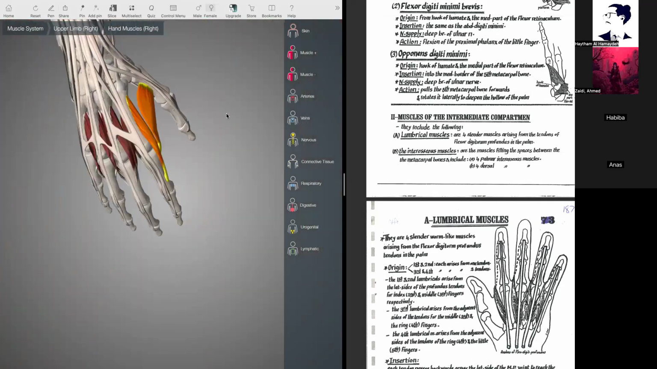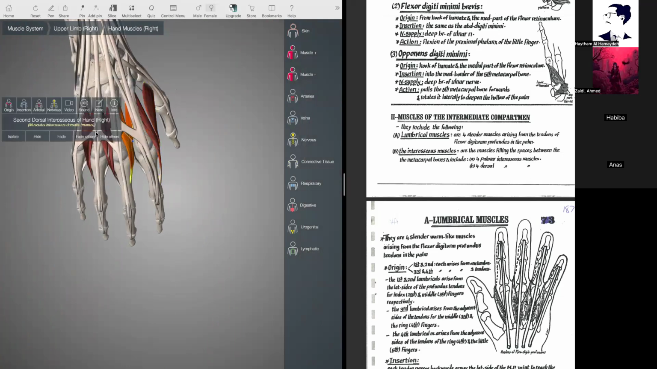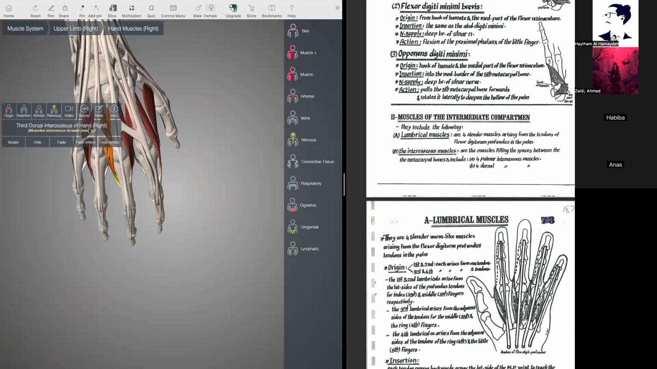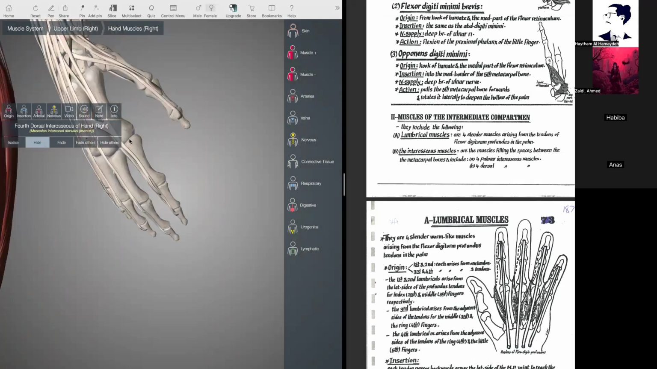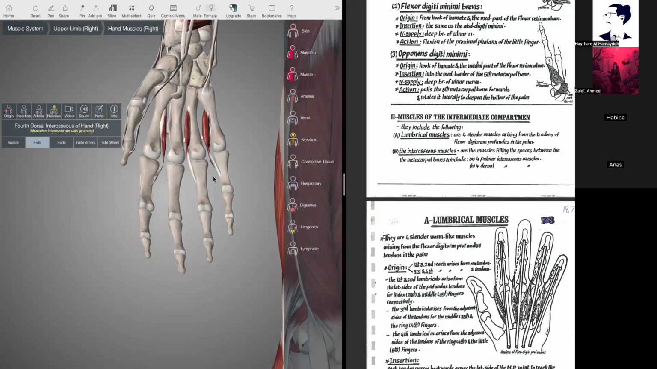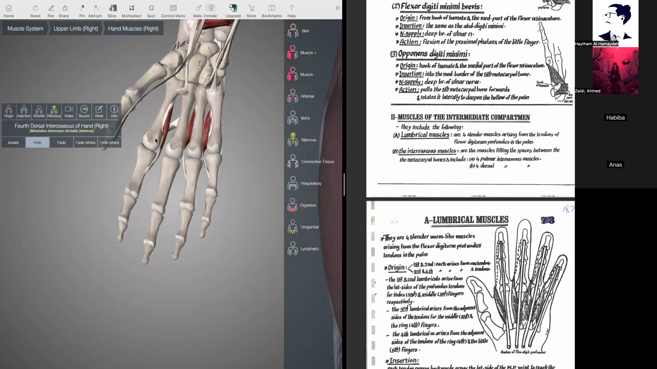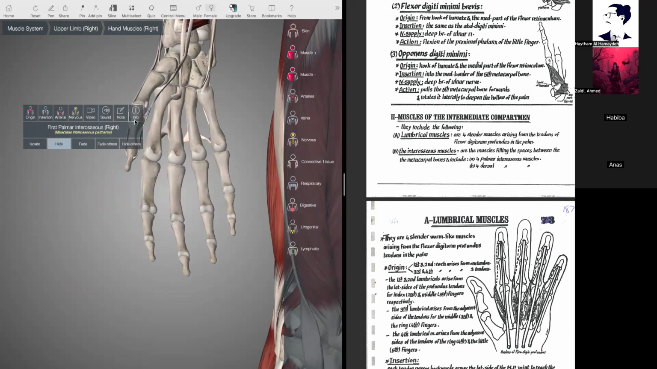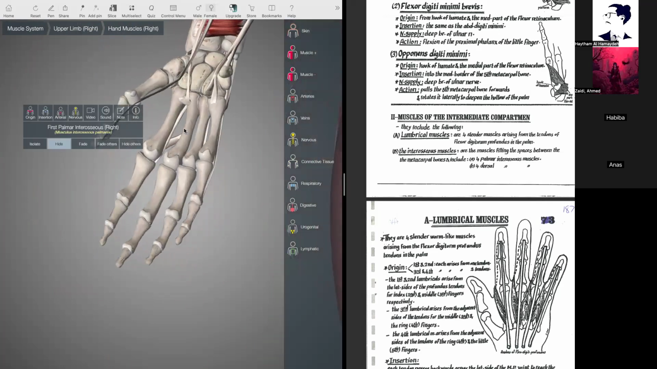So, I'm going to look at it from here. This one is dorsal. This one is dorsal. And this one is dorsal. So, I'm going to hide the dorsal ones, and you can see now the palmar ones. That's why there are palmar and dorsal.